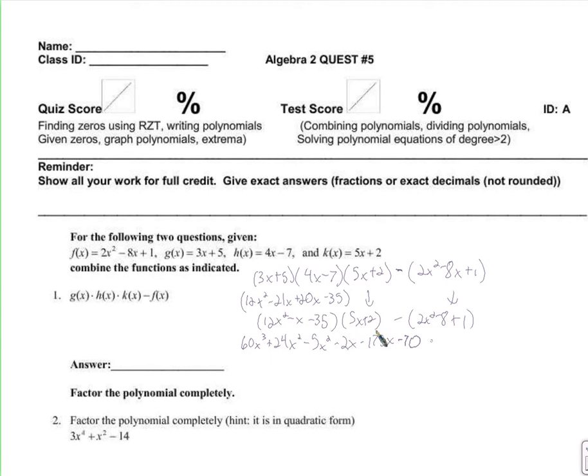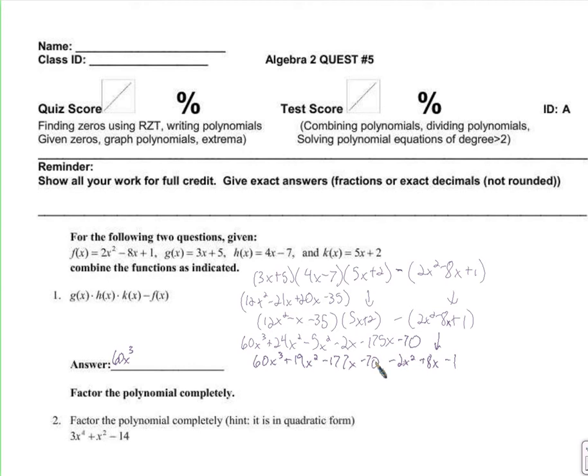Okay, and now we'll just go ahead and combine like terms here. 60x cubed plus 19x squared minus 177x minus 70, just combining like terms. Okay. I'm going to bring this down, but at the same time I'm going to distribute the negative, so I'll have a minus 2x squared plus 8x minus 1. And we just combine like terms, so final answer is 60x cubed.